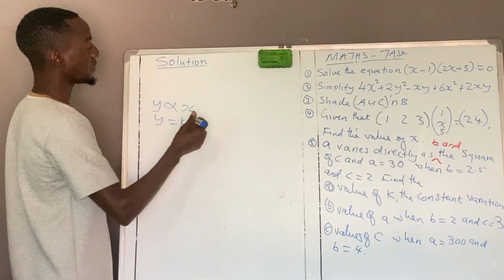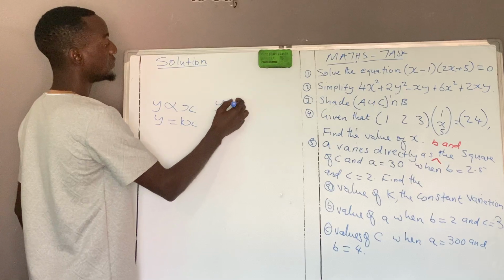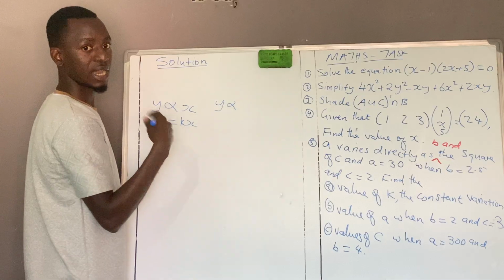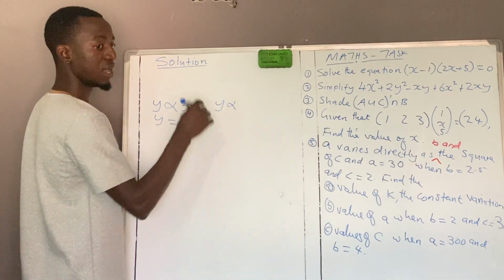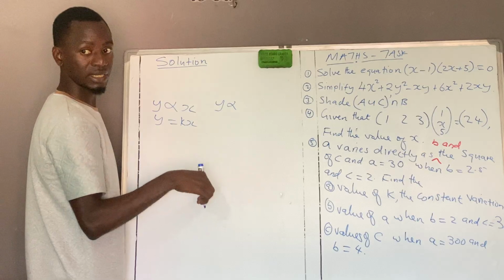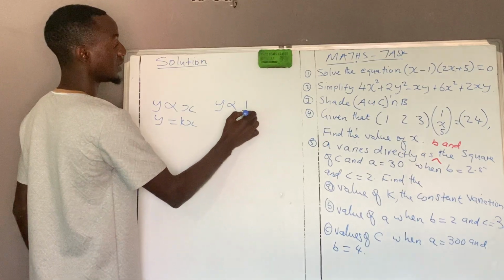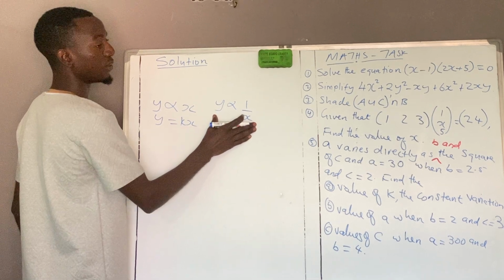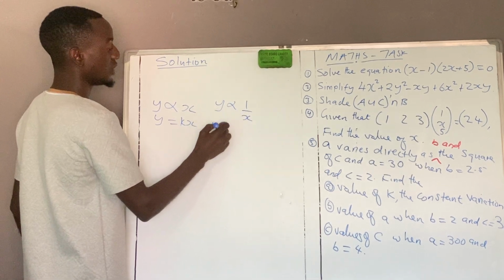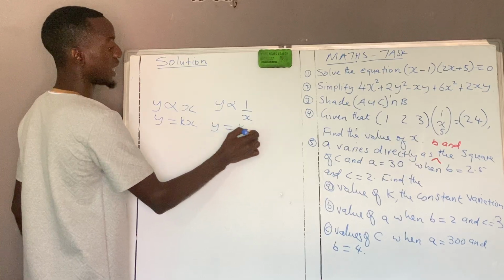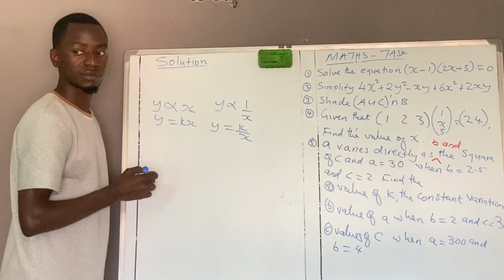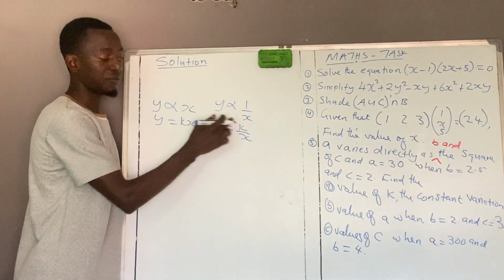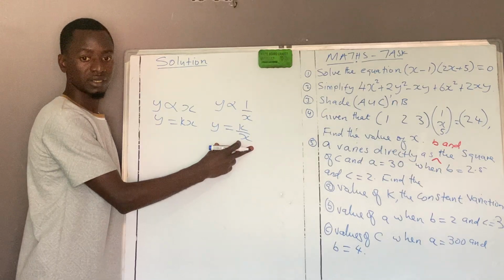Again, when they say y varies inversely as x, when they say inversely, it will be 1 over the same letter. So it will be 1 over x. So this is the statement or the expression. Now, the equation will be y is equal to k over x. So from here you can find y, you can find k when you've been given y and x.